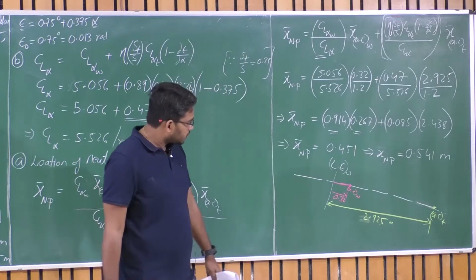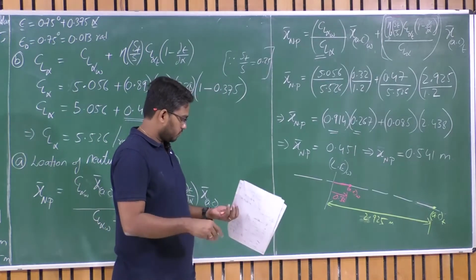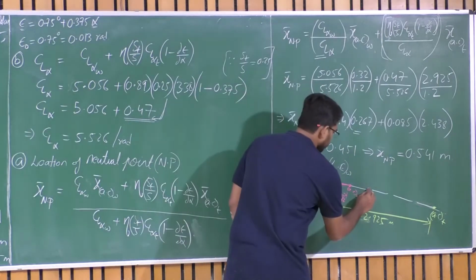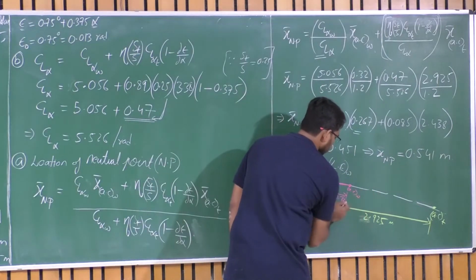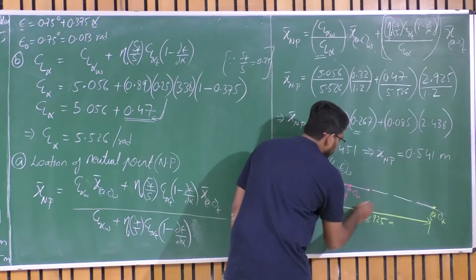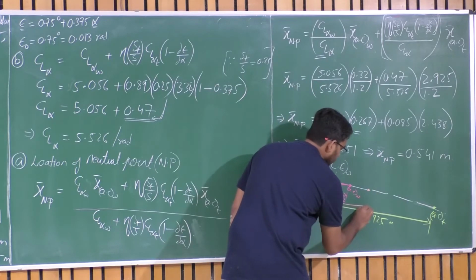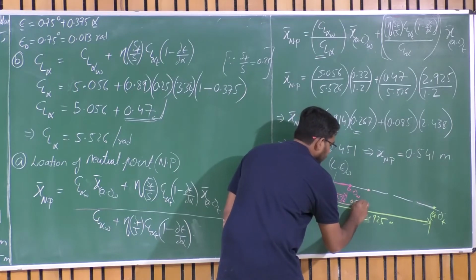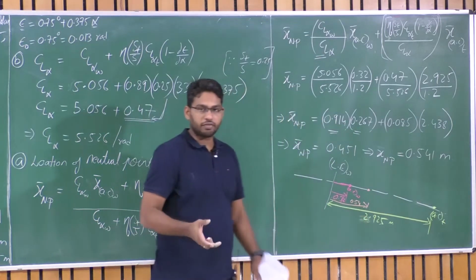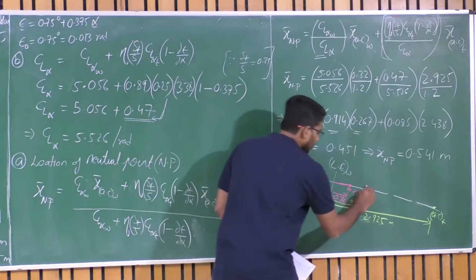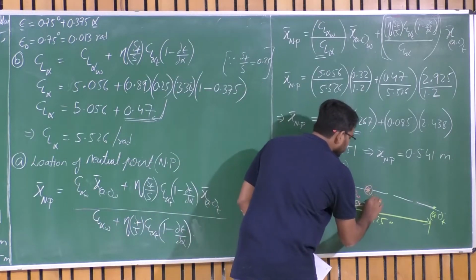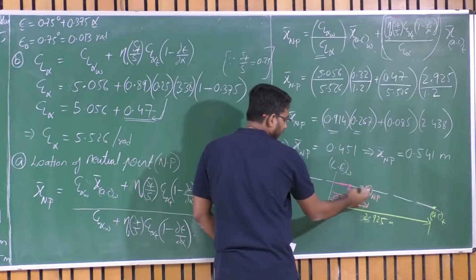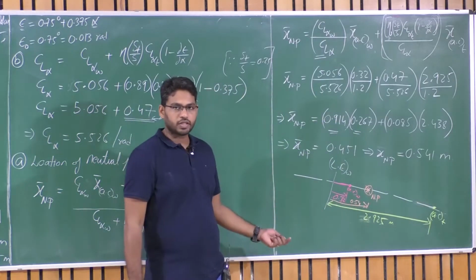So this is X AC of tail, and the neutral point turned out to be somewhere here, approximately half a meter. So this is your neutral point, 0.54, approximately 54 centimeters, half a meter. So this is your NP. That means your CG for a stable aircraft has to lie ahead of NP. That is what we discussed.